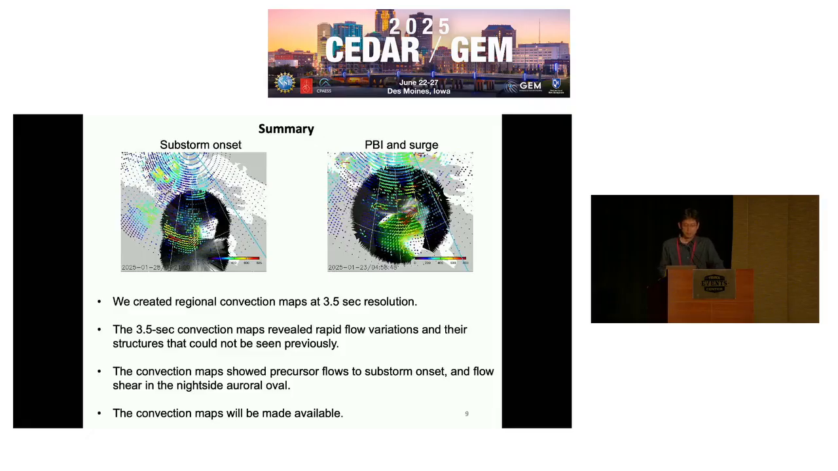So in summary, now we have a really great advance in the capability of knowing what the convection is doing at a time scale comparable to the auroral imaging. So now we can resolve flow channels, ULF, and fast variation of convection, including their structures. So that opens up many pathways forward for doing science.